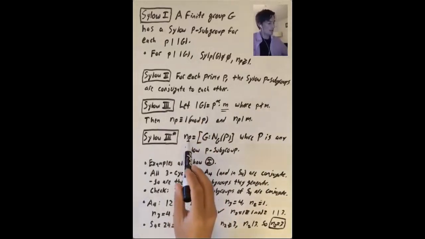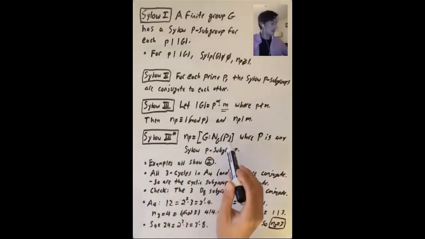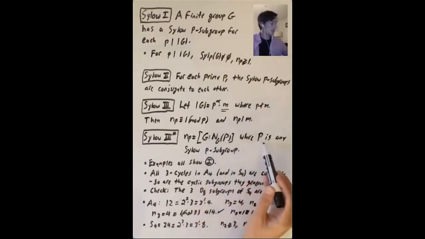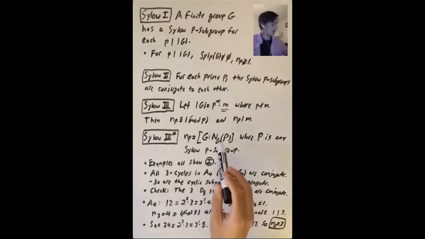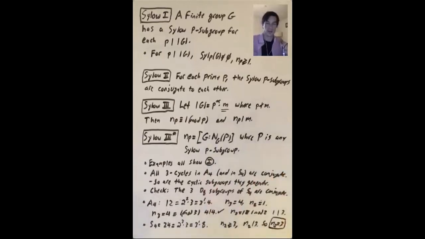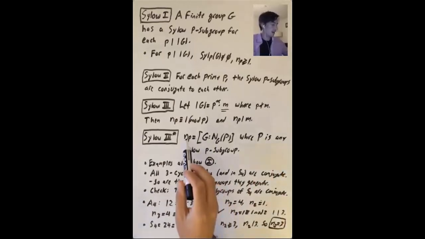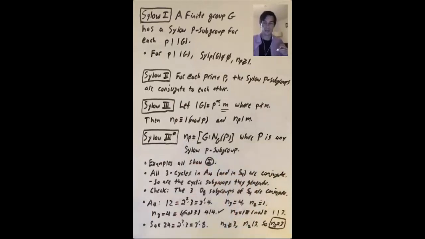So what is this number n_p equal to? It is the index of the normalizer of P inside of G, where P is any one of the Sylow p subgroups. They're all conjugates. So this number doesn't change depending on which Sylow p subgroup you pick. So it gives us a way of understanding what this n_p is equal to.